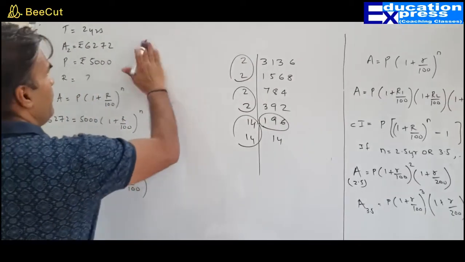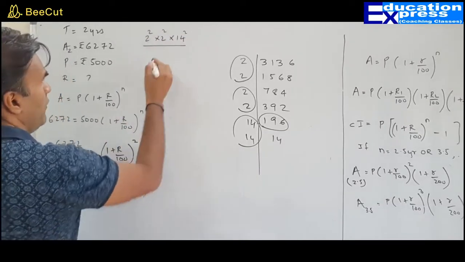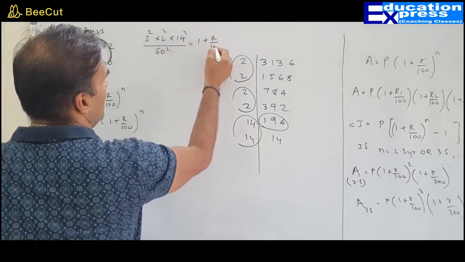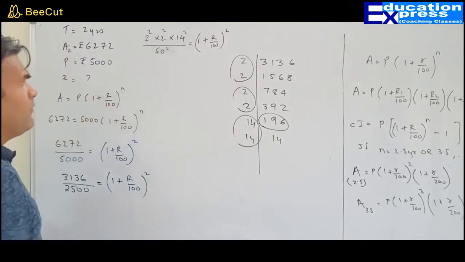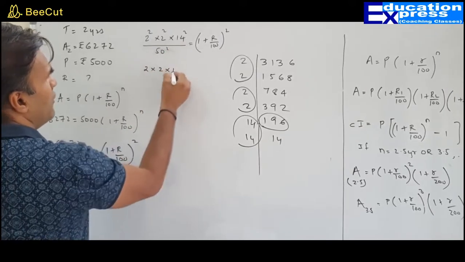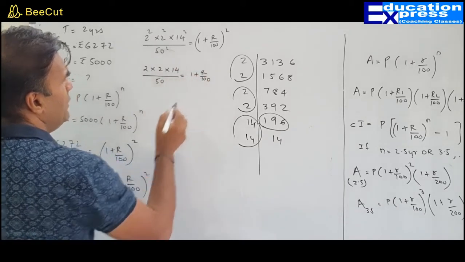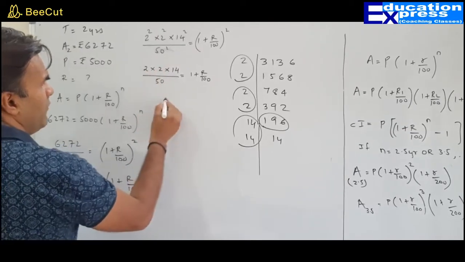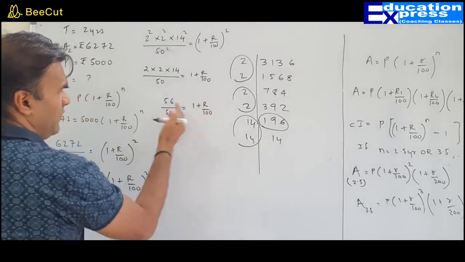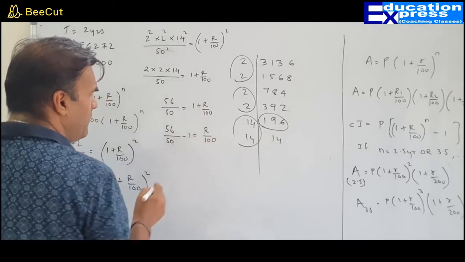So we can say that 2 square, 2 square, 14 square, the whole upon 50 square equals (1 plus r upon 100) square. Now if I take square root on both the sides, 2 square will become 2, 2 square will become 2, 14 square will become 14, and this will become 50, equals 1 plus r upon 100. 14 2s are 28, 2 times 28 is 56 upon 50 equals 1 plus r upon 100. Shift 1 on this side. 56 upon 50 minus 1 equals r upon 100.